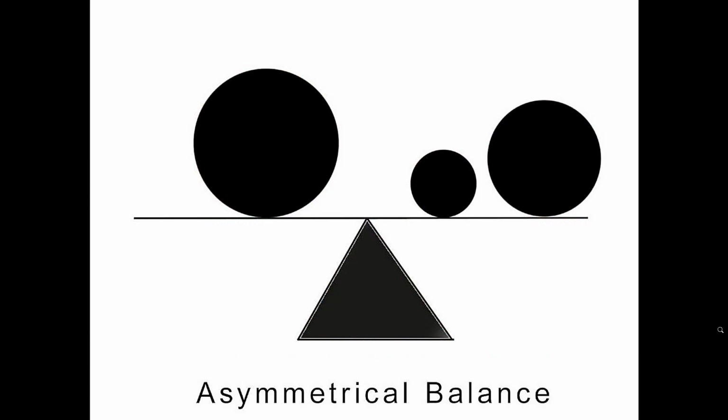So with asymmetrical balance, the little seesaw or teeter-totter, whatever you want to call it, you have different things on either side of the center point, but it still balances. So you have enough weight on the right to balance that bigger weight on the left. So we see that in photographs.